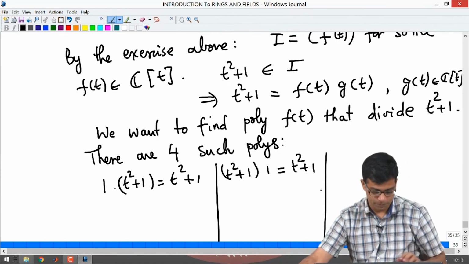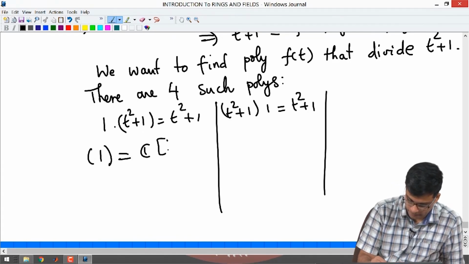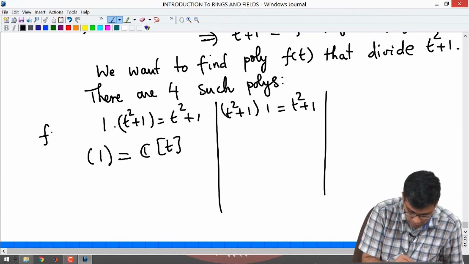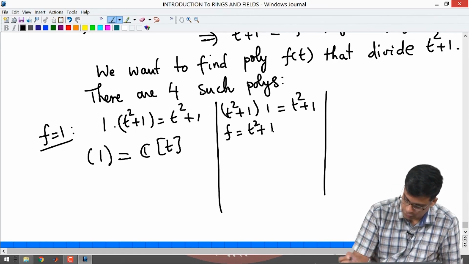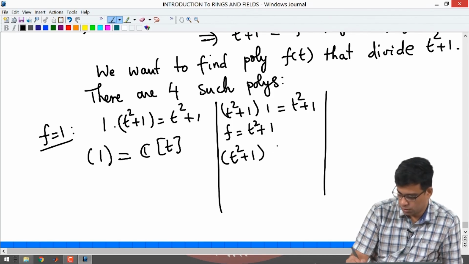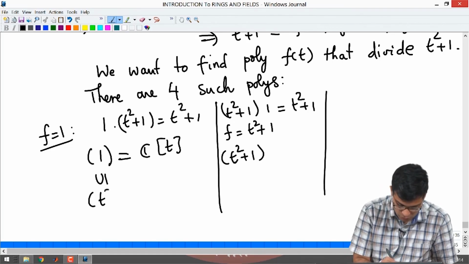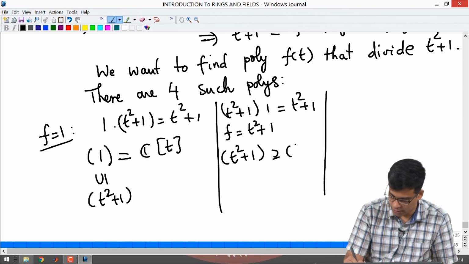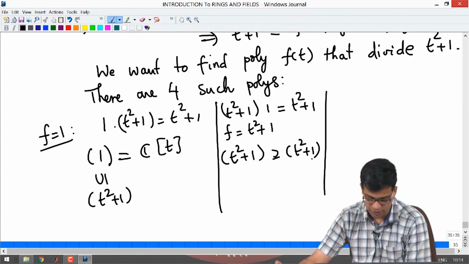These correspond to, here the ideal generated by 1, in other words, is C[t]. So, here f equals 1, here f equals t squared plus 1. So, the ideal generated by t squared plus 1 is of course the ideal generated by t squared plus 1. This contains t squared plus 1, this of course contains t squared plus 1. So, these are the obvious two ideals that contain t squared plus 1.